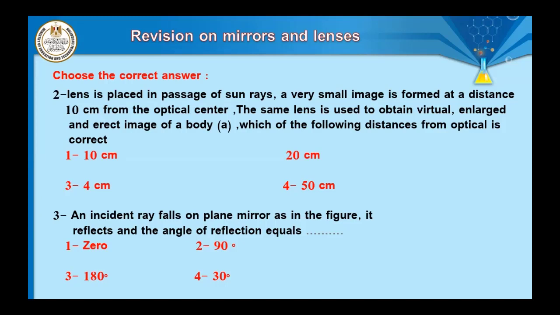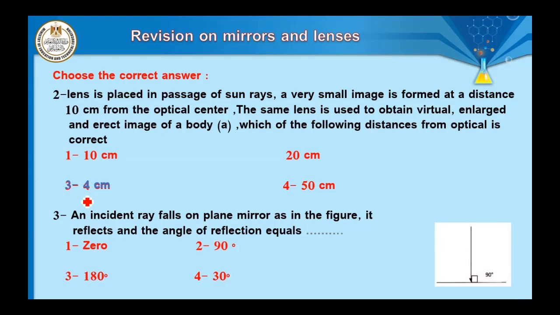The same lens is used to obtain a virtual, enlarged, and erect image of the body. These properties will be formed for the image when the object is at a distance less than the focal length. This means that you must place the object at a distance less than the focal length, which equals 10. The options are 10, 20, 4, or 50. Less than 10, so the correct answer must be 4 centimeters.